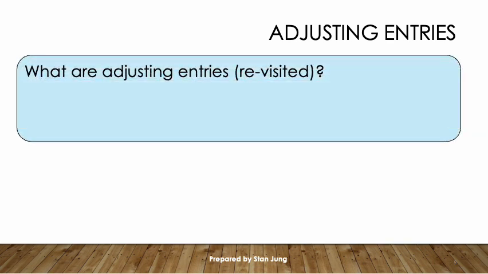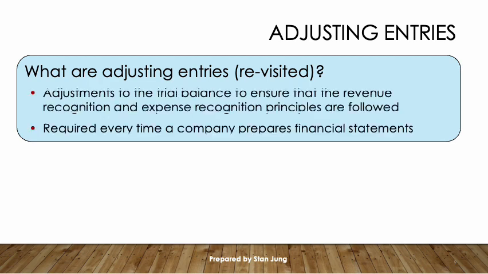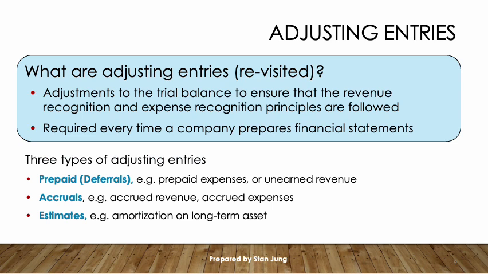So now I'm going to come back to my definition of adjusting entries, and this is part 2 of my definition. Adjusting entries, then, are adjustments to the trial balance to ensure that the revenue recognition principle and the expense recognition principles are followed, and it is required every time a company prepares financial statements. This results in 3 different types of adjusting entries, and we are going to look at each and every one of them in more detail.